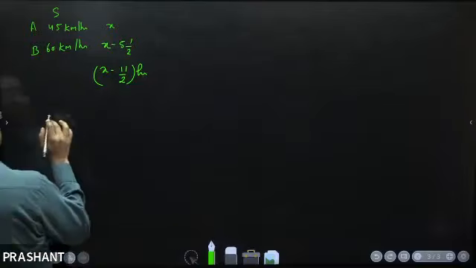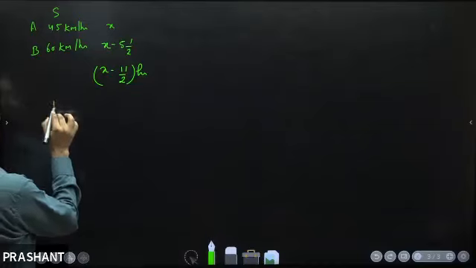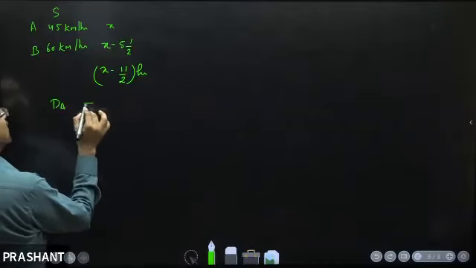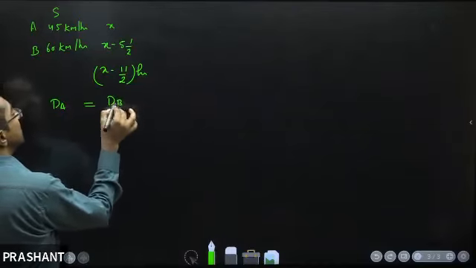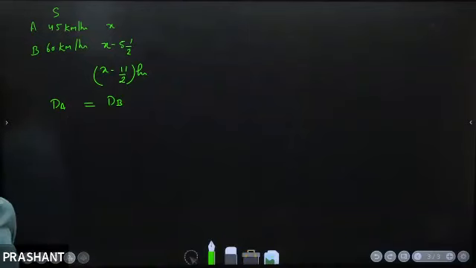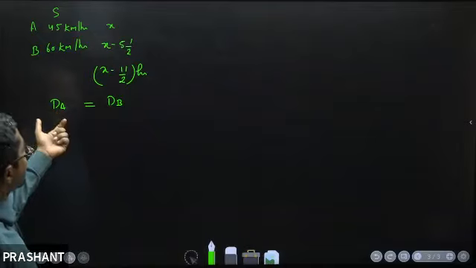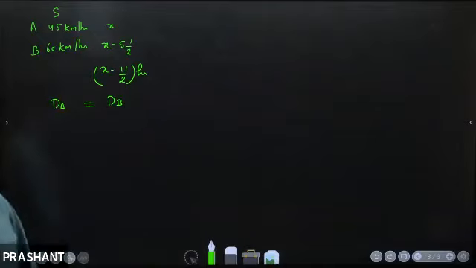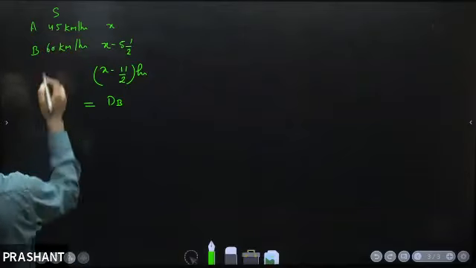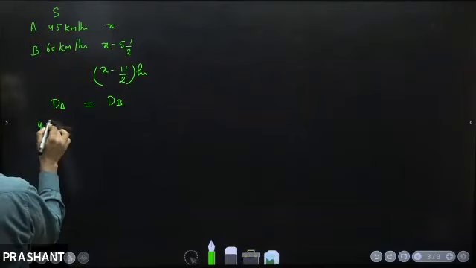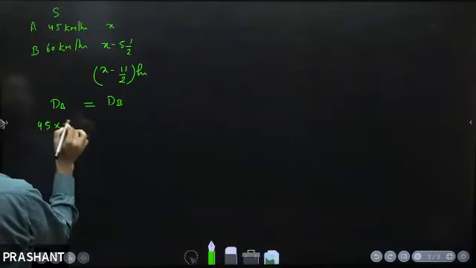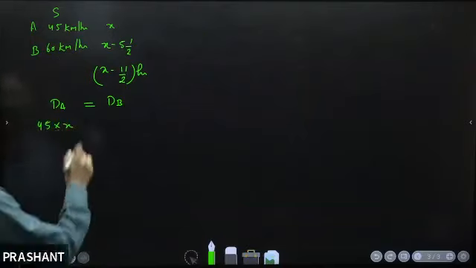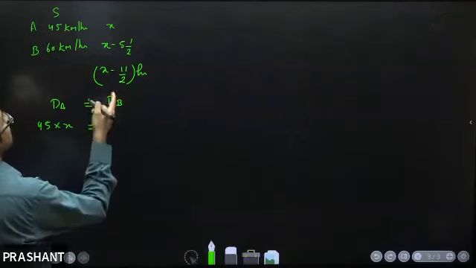So we can say that the distance covered by bus A, dA, is equal to the distance covered by bus B. Correct? Because the distance is the same, it's from Pune to Nagpur. So what is the distance covered by bus A? How can we find it? What is the formula for distance? Distance is speed into time. The speed of bus A is 45 and time is x. Correct? And what is the same for bus B?